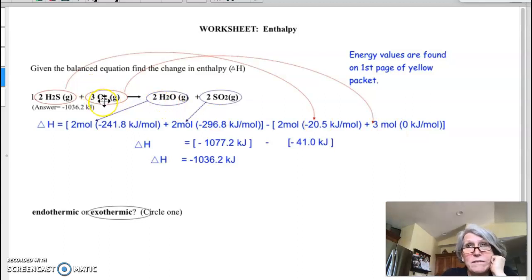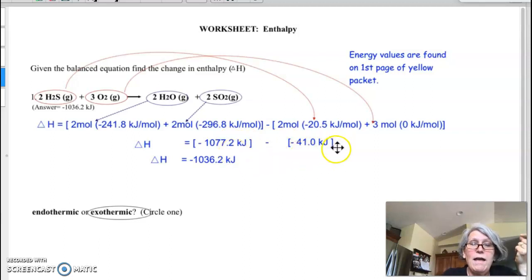Now, oxygen wasn't on that sheet, but I know that oxygen is a pure substance. So therefore it's 0 kilojoules per mole. Now, I strongly suggest you guys write this all out and then you solve what's in the brackets. So here I got a negative 1077.2 kilojoules, and here 3 times 0 is 0. So it's really just going to be 2 times 20.5, which gave me the 41.